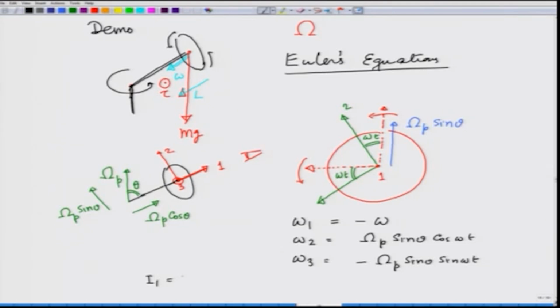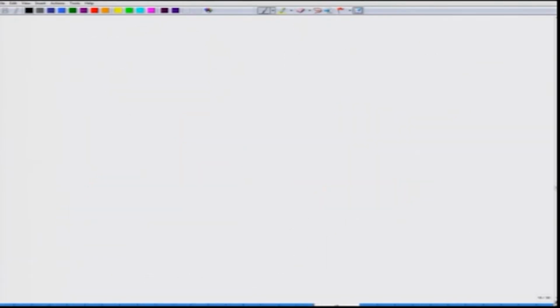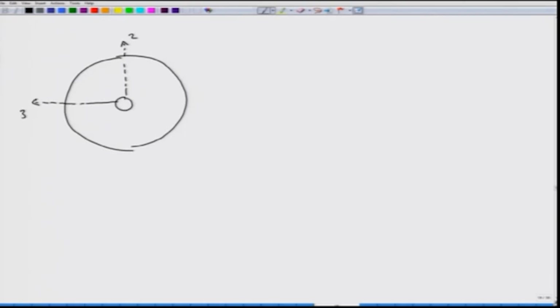I 1 is equal to I 0, which could be m r square by 2 or m r squared, I will just write it I 0, and I 2 equals I 3 because it is a symmetric wheel, and let us call this I. So, I have I 1, I 2, I 3, omega 1, omega 2, omega 3. So, let me write this again by making this picture. I have this bicycle wheel with the original 2 and 3 like this, 2, 3 original, 1 coming out. With time 2 goes like this and 3 like this, with this angle being omega t.